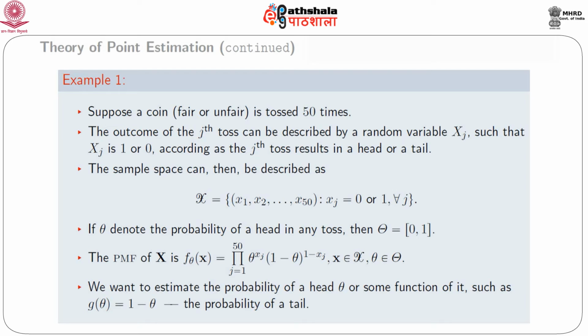The PMF of the vector X is given by f_theta(x) equals the product over j from 1 to 50 of theta^xj times (1 − theta)^(1 − xj), where x belongs to script X and theta belongs to script Theta. We want to estimate the probability of a head theta or some function of it such as g(theta) equal to 1 minus theta, which represents the probability of a tail. Next we consider another example.